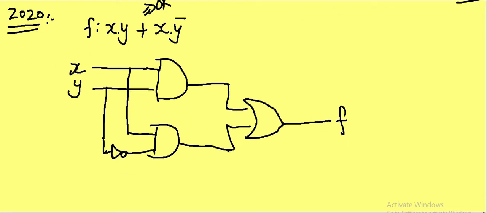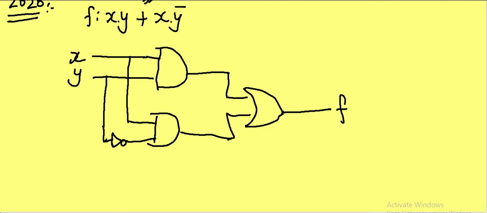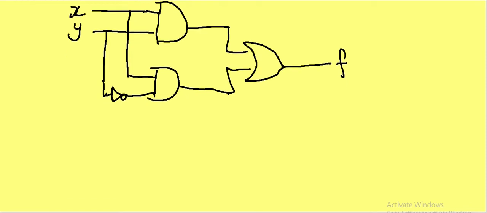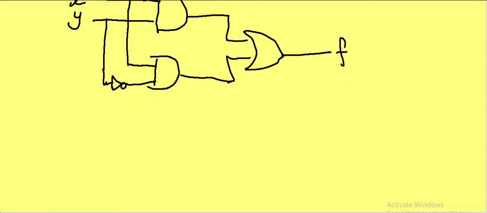Again, I am telling you, please don't lose these marks, because these questions are very easy, but to solve them you must know the working of the basic gates: AND, OR, NOR, NOT, XOR, and XNOR, right?